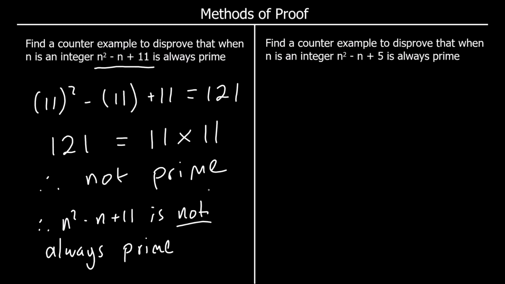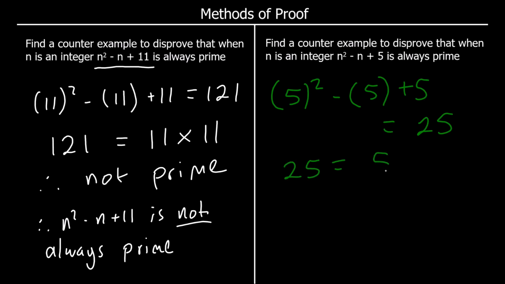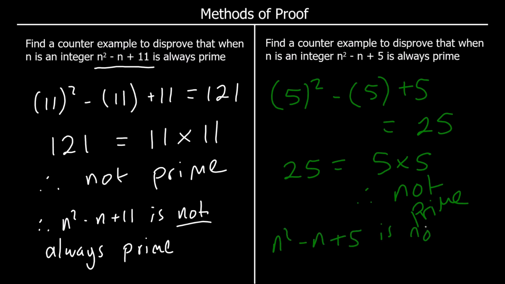Find a counterexample, one for you to try. So this time, if we put in 5, 5 squared minus 5 plus 5 is going to be 25. 25 is 5 squared, 5 times 5. Therefore, it's not a prime number. And n squared minus n plus 5 is not always prime.